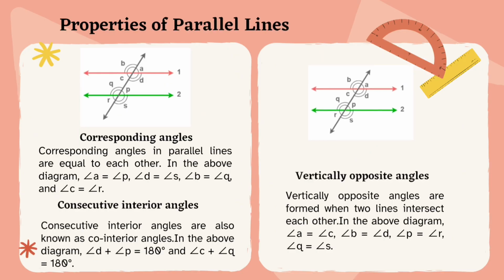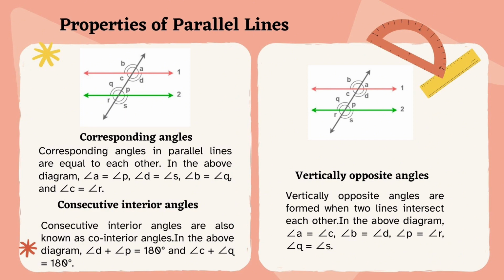3. Corresponding angles. Corresponding angles in parallel lines are equal to each other. In the above diagram, angle A equals angle P, angle D equals angle C, angle B equals angle Q, and angle C equals angle R.